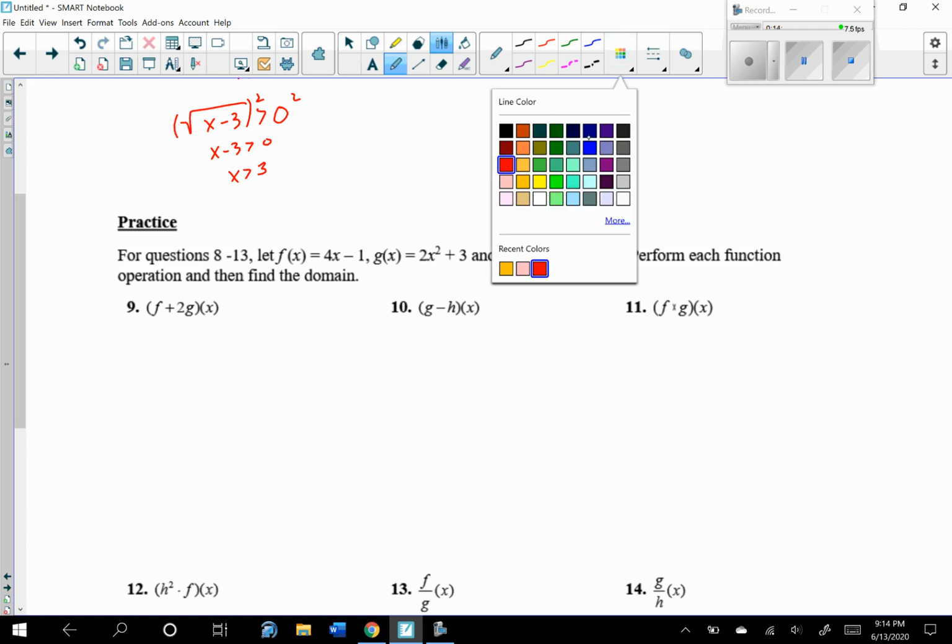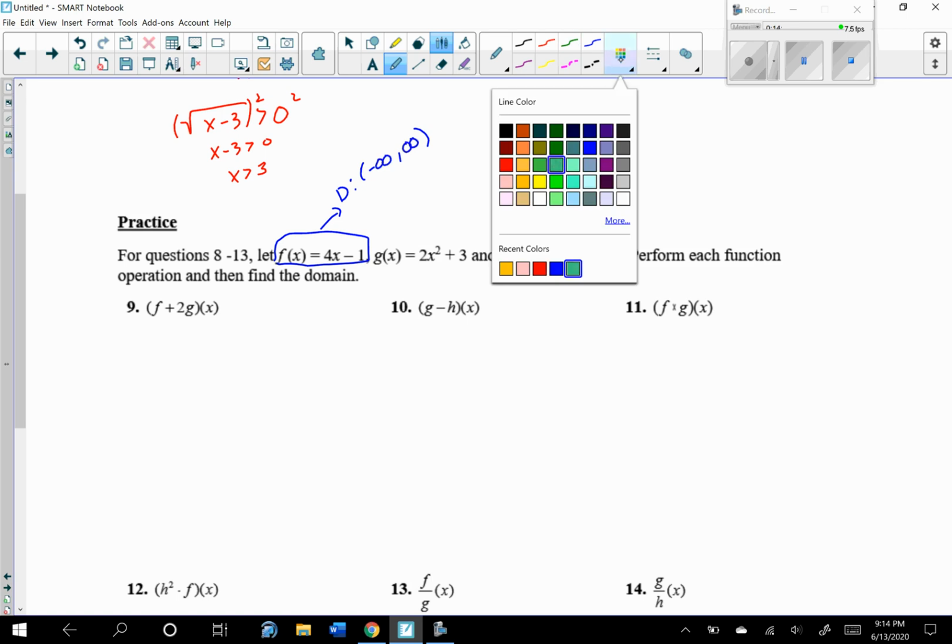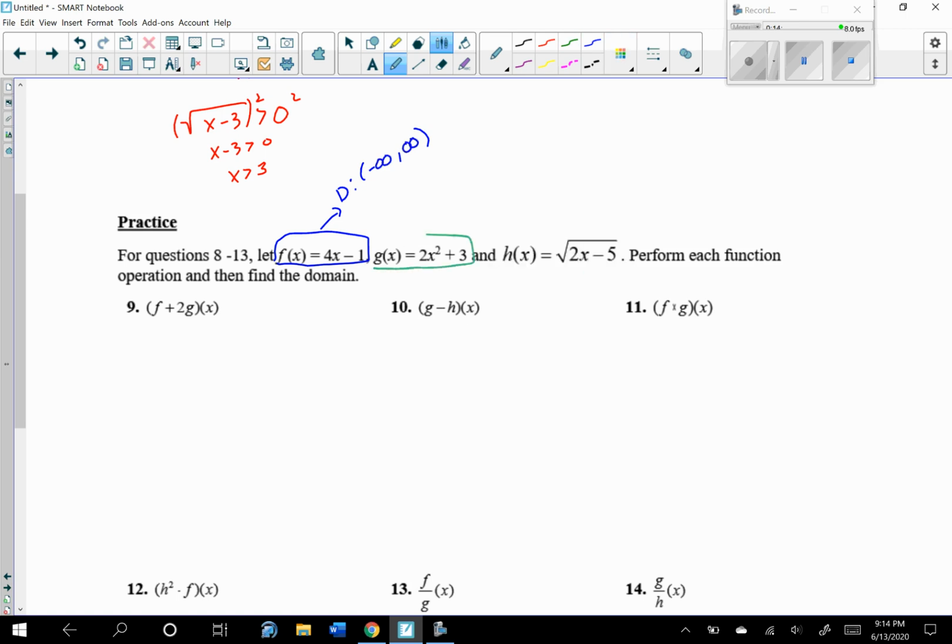All right, so let's do this first part. f of x is this function here, and we're going to go ahead and write the domain. There's no red flag, so the domain's all real numbers. Then we have g of x, and the domain of this, no red flag, so it's all real numbers.